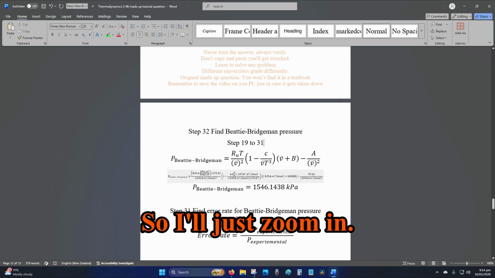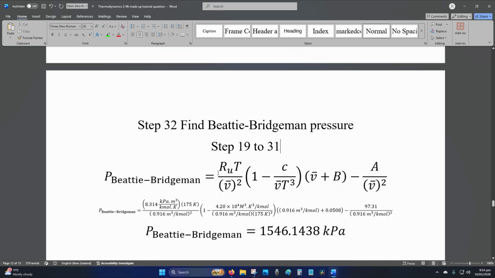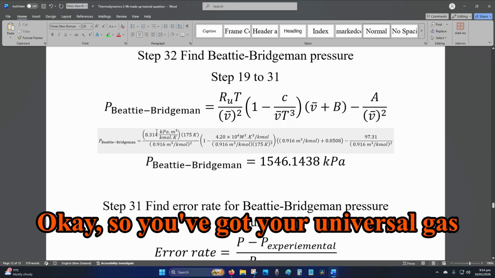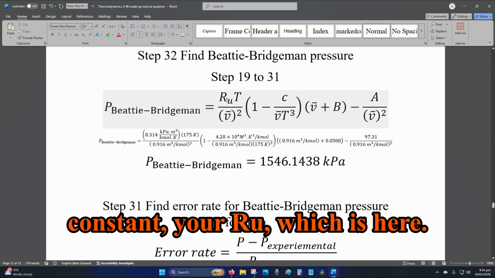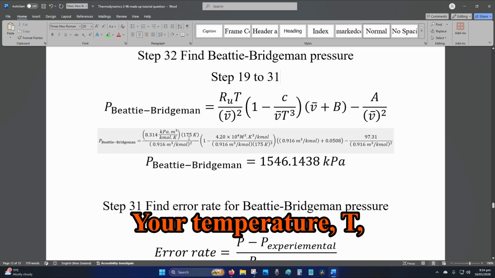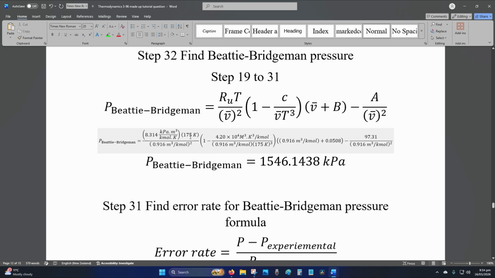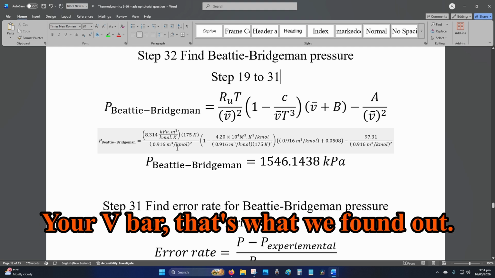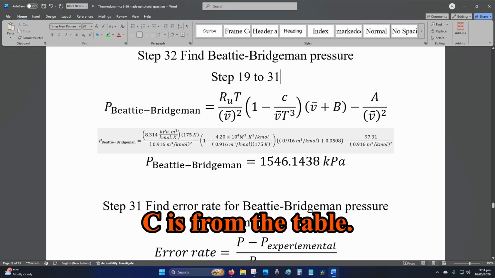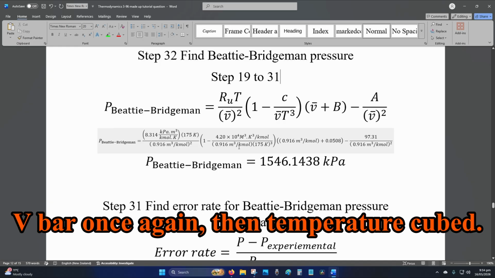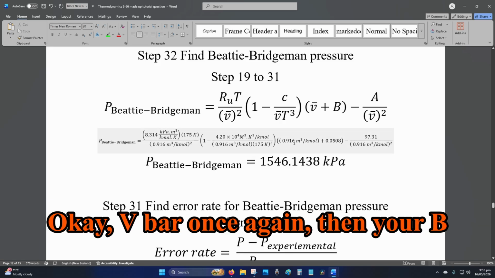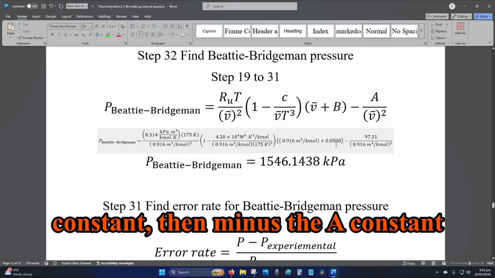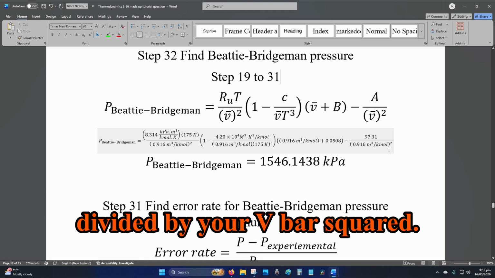So I'll just zoom in. Okay, so you've got your universal gas constant, your RU, which is here, your temperature, T, that's given in the question, your V bar, that's what we found out, C is from the table, V bar once again, then temperature cubed, V bar once again, then your B constant, then minus the A constant divided by your V bar squared.